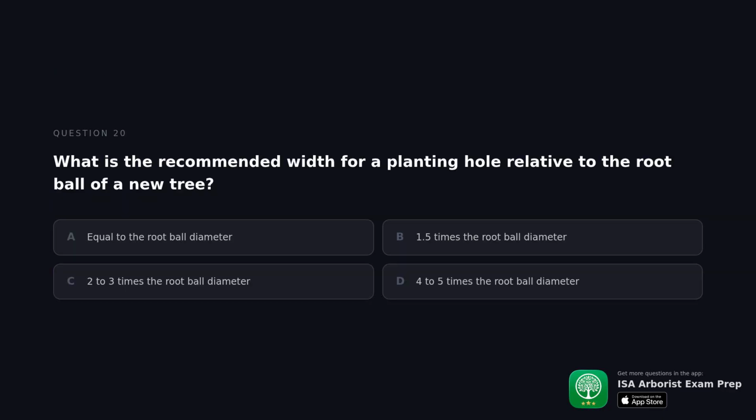What is the recommended width for a planting hole relative to the root ball of a new tree? A. Equal to the root ball diameter. B. 1.5 times the root ball diameter. C. 2 to 3 times the root ball diameter. D. 4 to 5 times the root ball diameter.